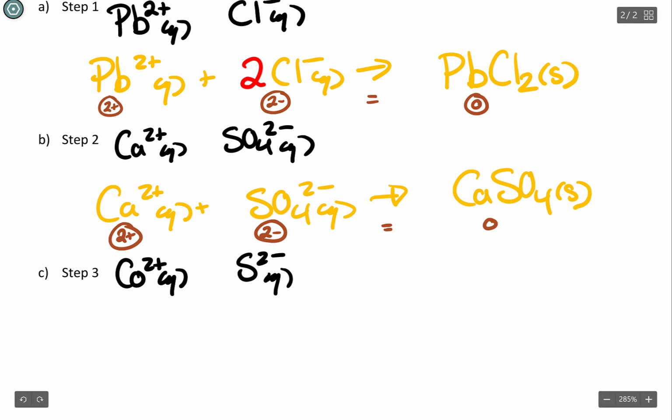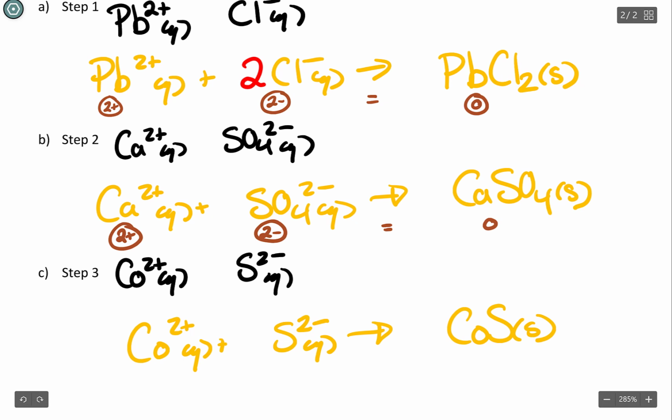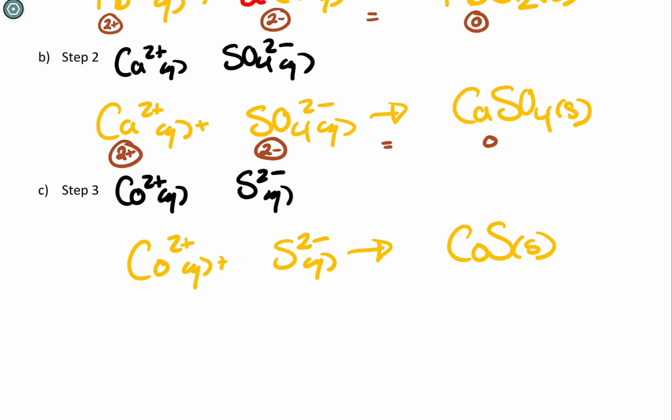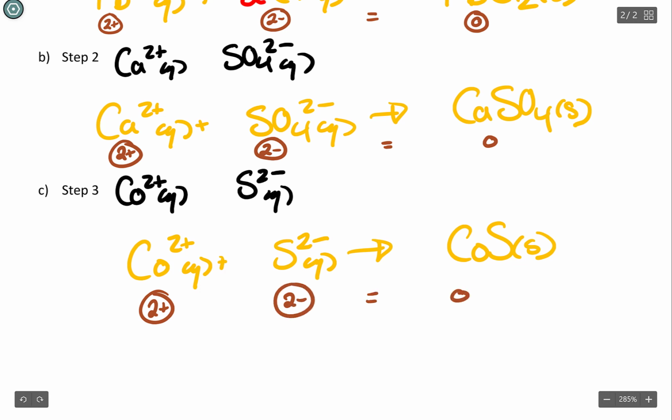And lastly, I've got Co2 plus aqueous reacting with, I'm going to do this in the proper color here, Co2 plus aqueous plus sulfide ions aqueous turns into cobalt sulfide solid. And again, I have 1 cobalt on the left, 1 cobalt on the right, 1 sulfide on the left, 1 sulfide on the right. So this is 2 plus, this is 2 minus, this is equal to a total charge of 0. All the coefficients are 1.